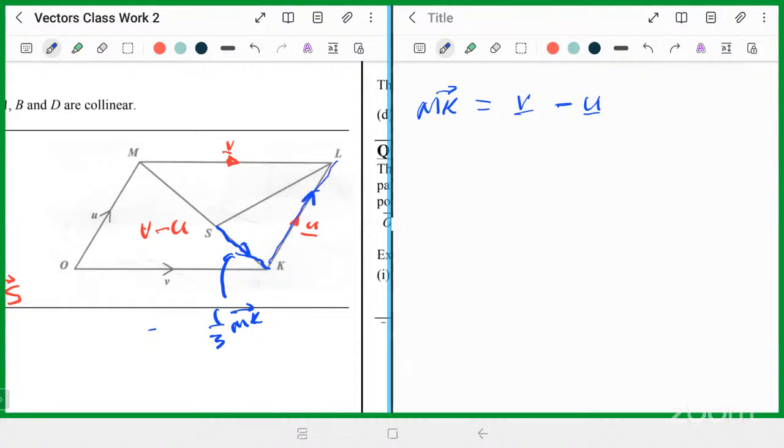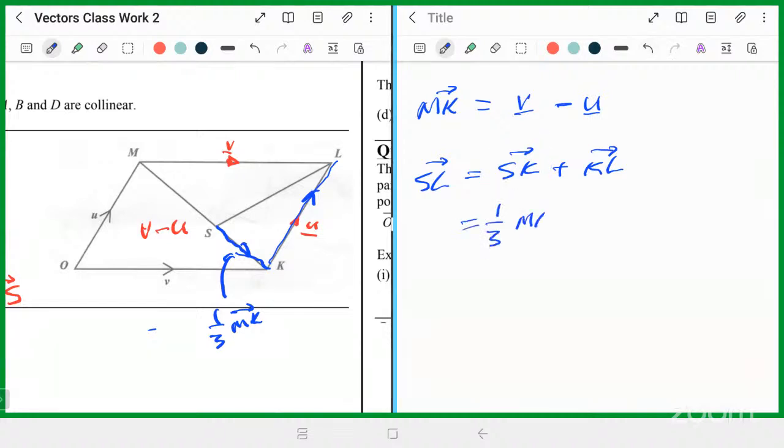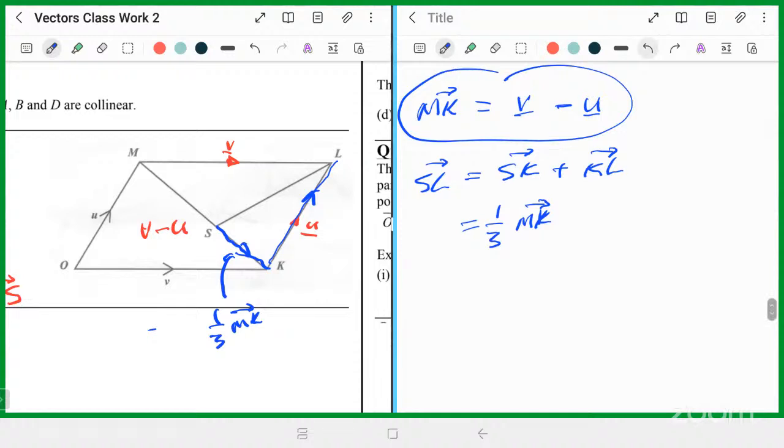So if you look at the diagram, you can say to go from S to L, I can go from S to K first, and then go from K to L. But the S to K is 1/3 of the MK, and you want to use something that you have found already. That's how these questions usually are set up. What they ask for first is used to find what they're asking you for second. And you're going to add the KL now, still.